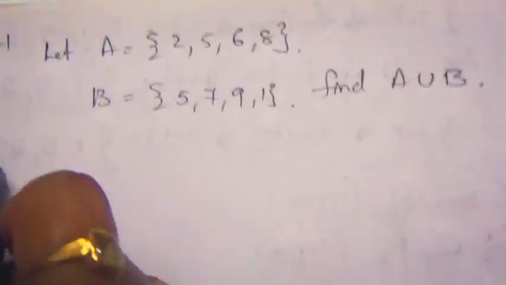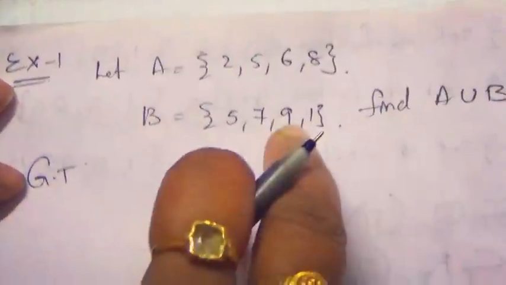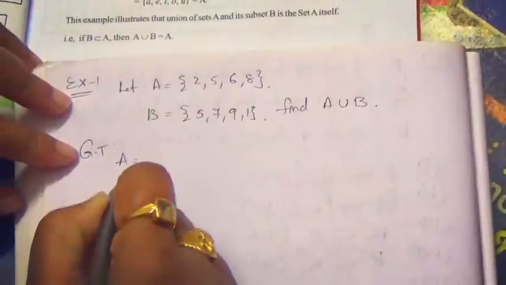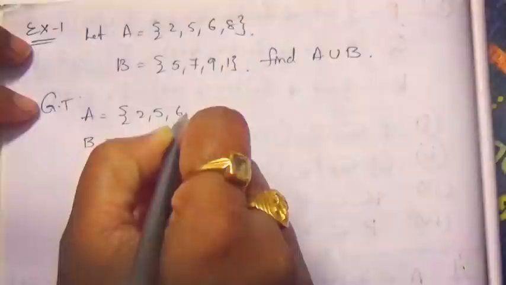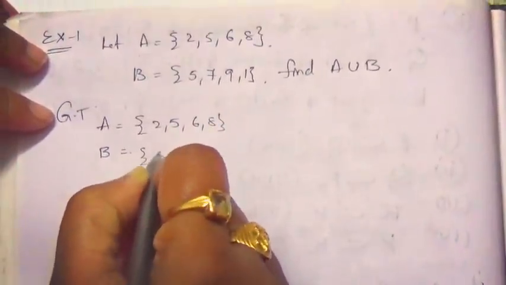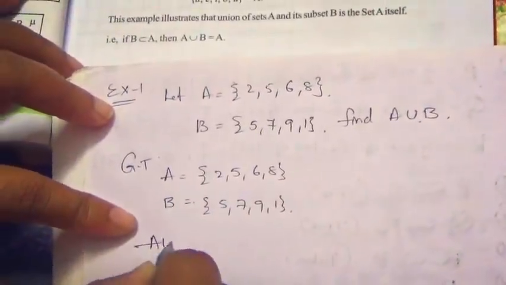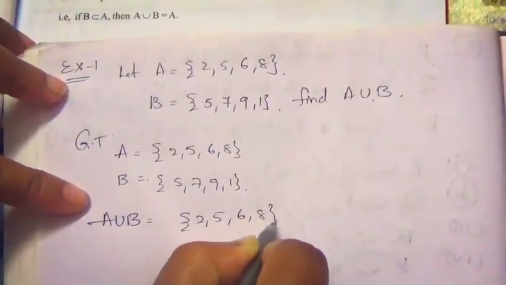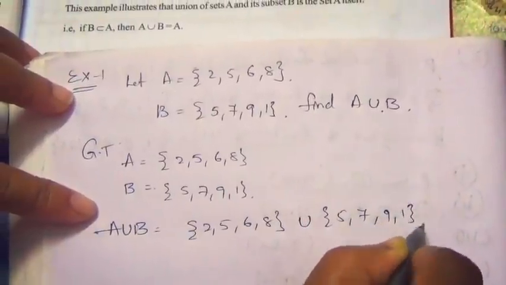A union B. So A is given, B is given, right? You just write these two sets here. A is equal to and B is equal to. So what are the elements which are present in A, and what are the elements which are present in B? And to find out A union B, that is equal to {2, 5, 6, 8} union {5, 7, 9, 1}.